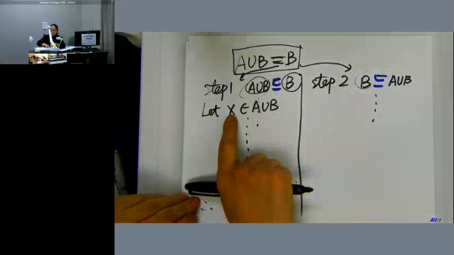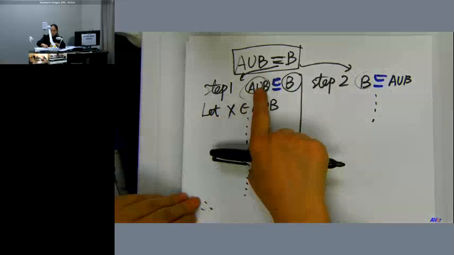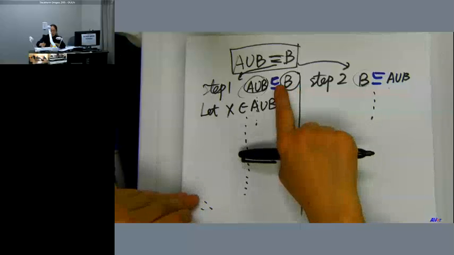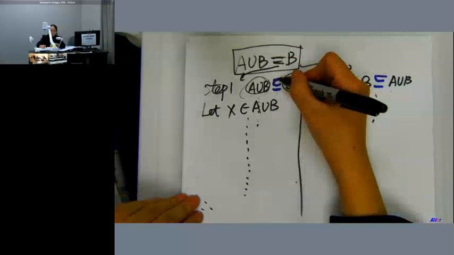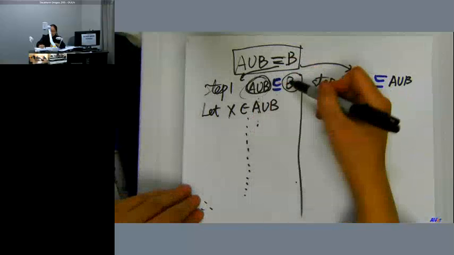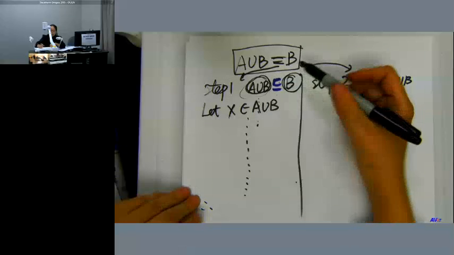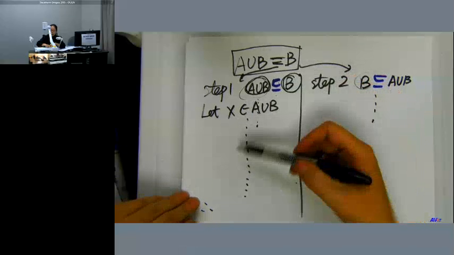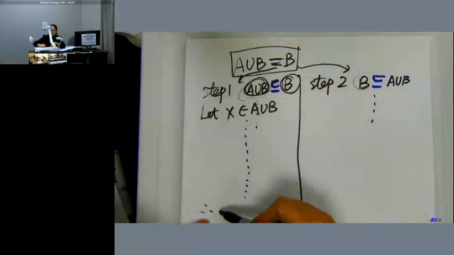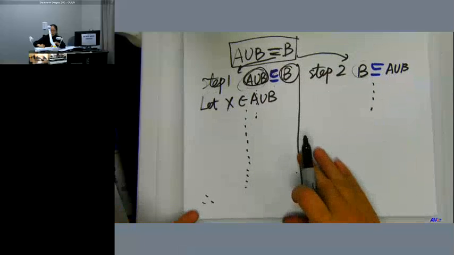Every element of A union B is also an element of B, right? That's the definition of subset. So whenever you see this symbol, you have to change it to the definition, which means every element of A union B is an element of B. But how do you use symbols to prove that? You always start with an element from A union B. And what do we want to prove?